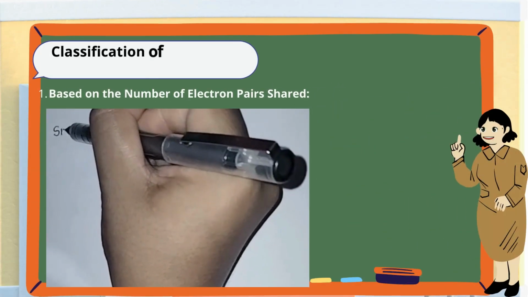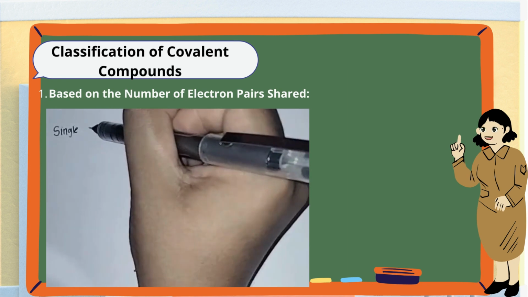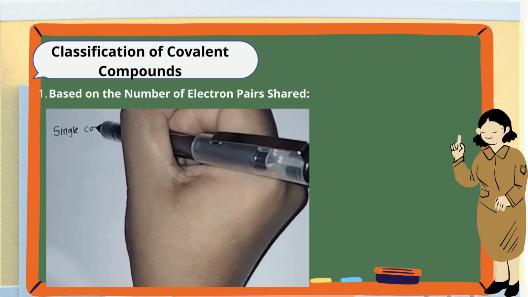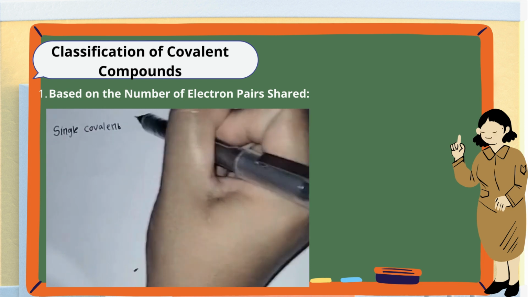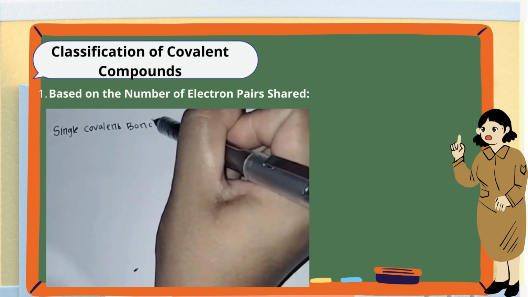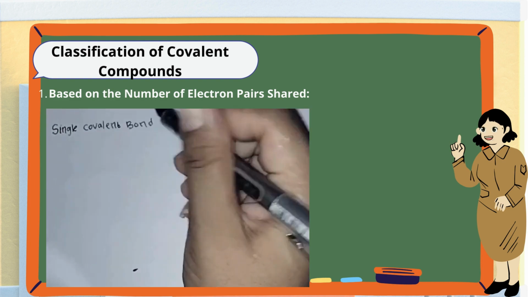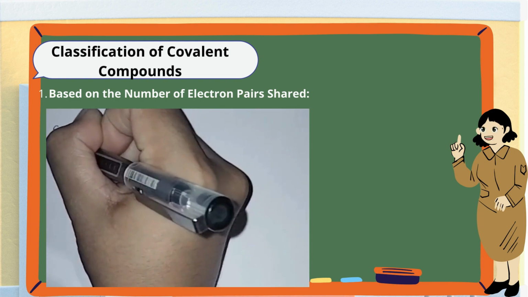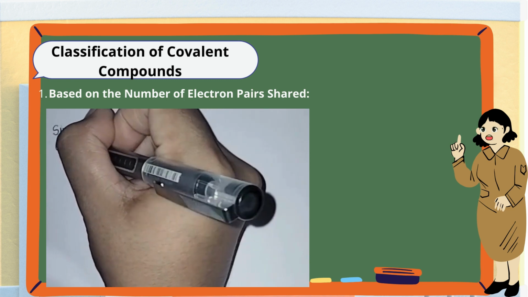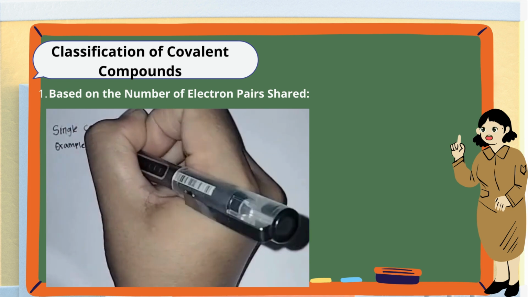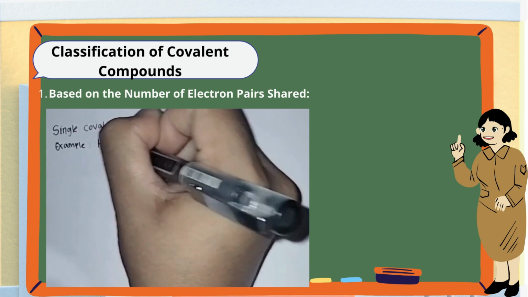Covalent compounds can be classified based on several aspects, including, first, the number of electron pairs shared, namely single covalent bonds. It means formed from the sharing of one electron pair. We can see an example.